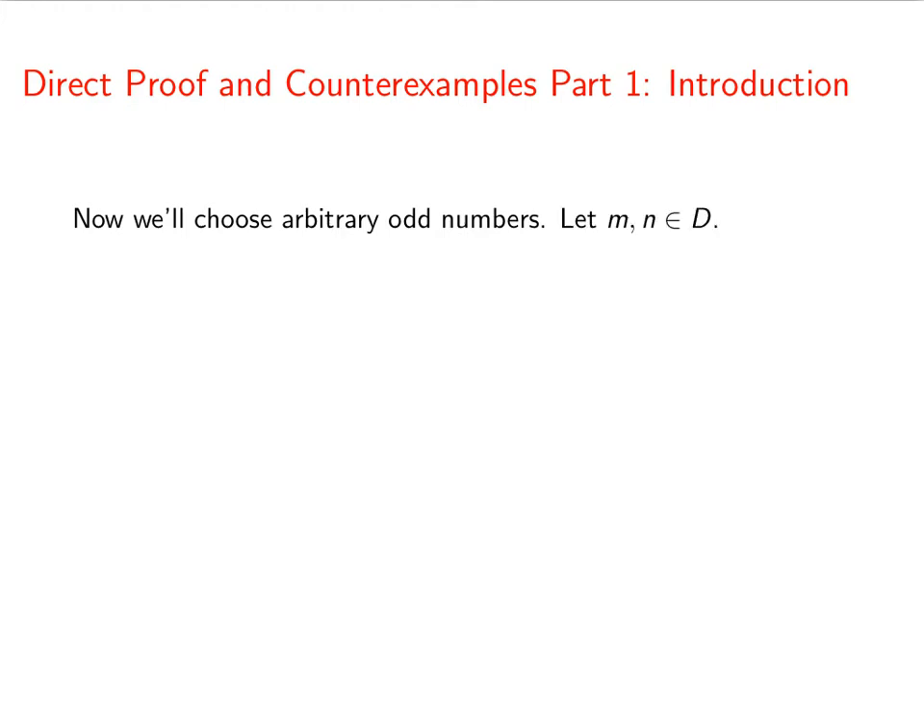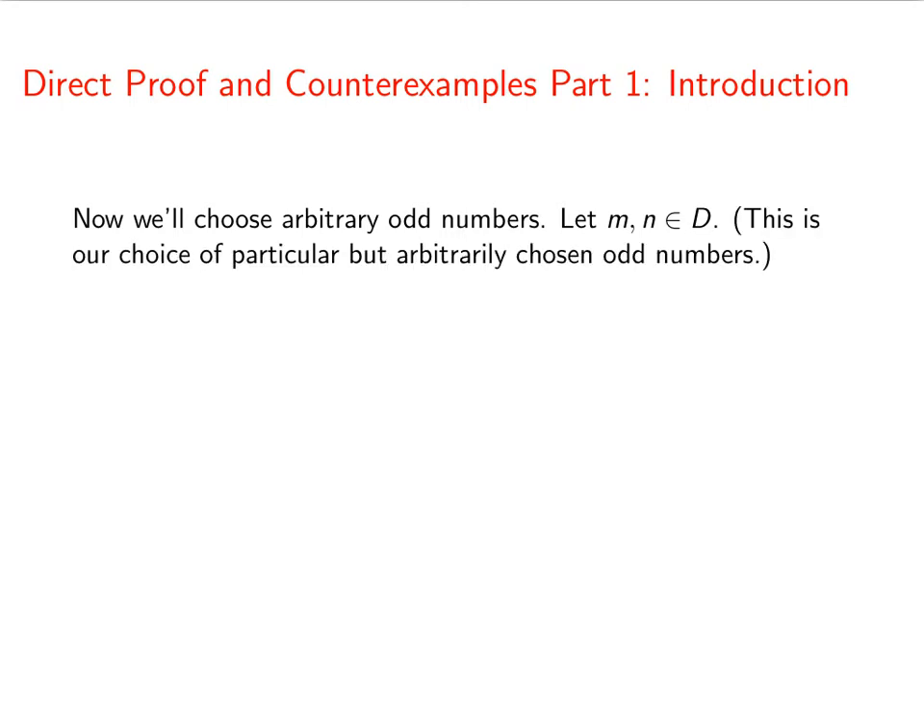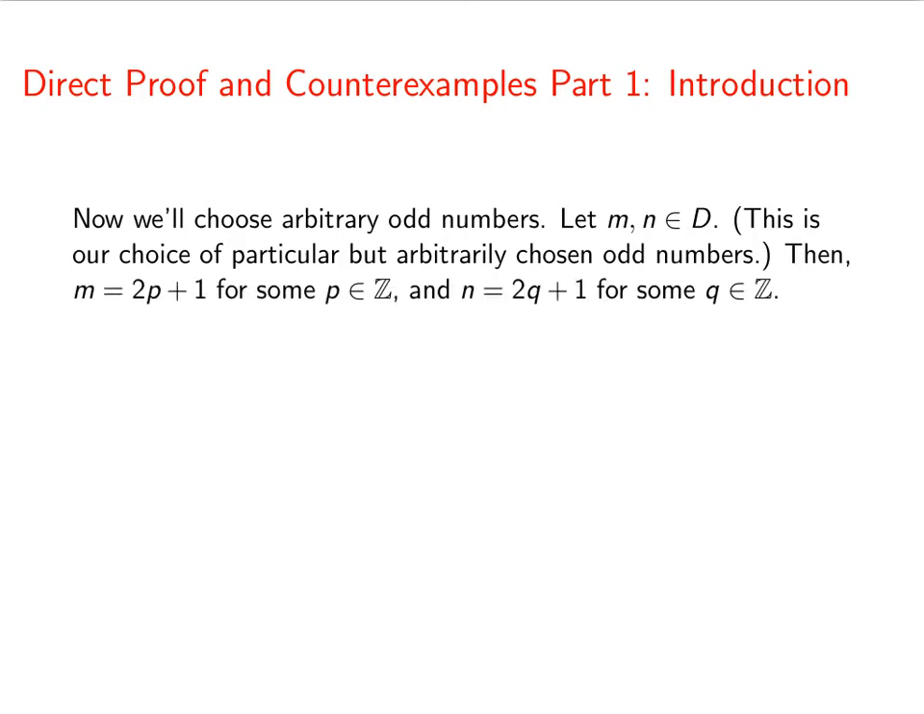So let's let m and n be elements of D. Now this is our choice of particular but arbitrarily chosen odd numbers. We're not going to say what m and n are. They're arbitrarily chosen. So then, m can be written as 2p plus 1 for some p in the integers, and n is equal to 2q plus 1 for some q in the integers.